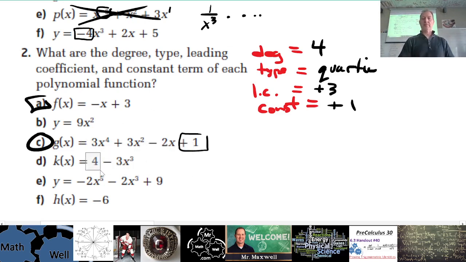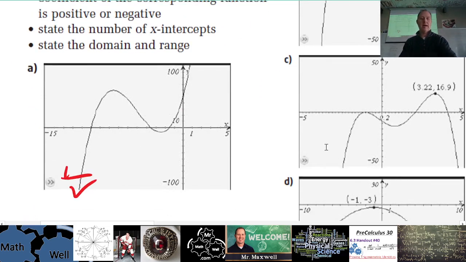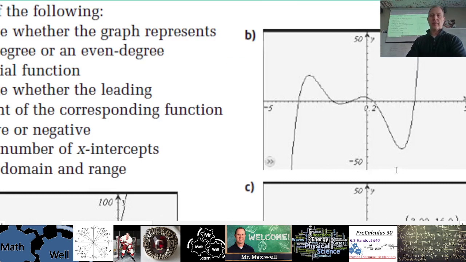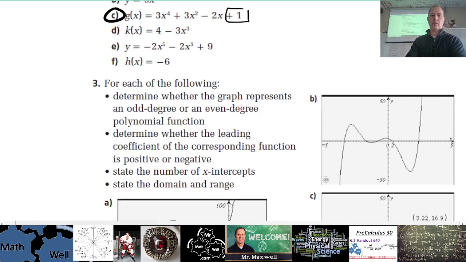Here's the constant, right? Positive 4. The leading coefficient would be negative 3 for this one. The degree would be 3. Okay? All right, I'll just do 3 with you as well here real quick, and then I'll let you go work on your own for this assignment.